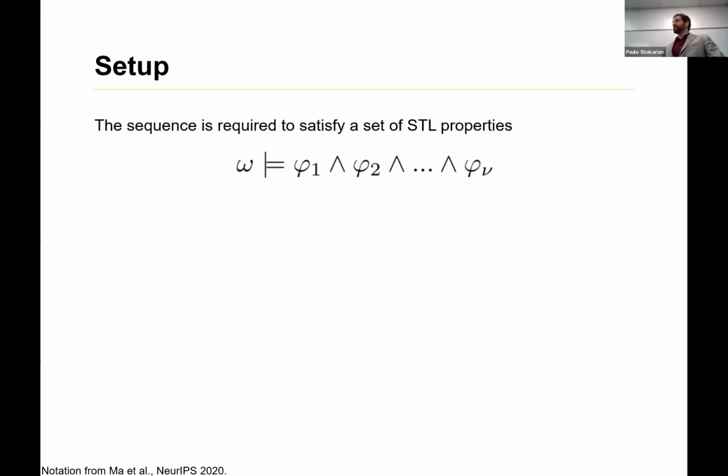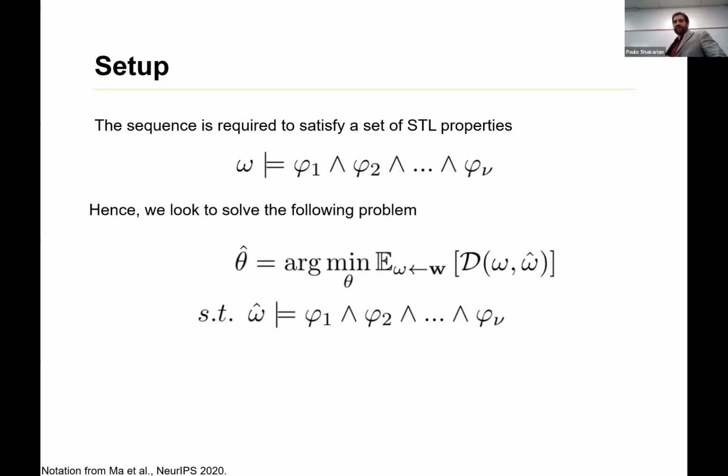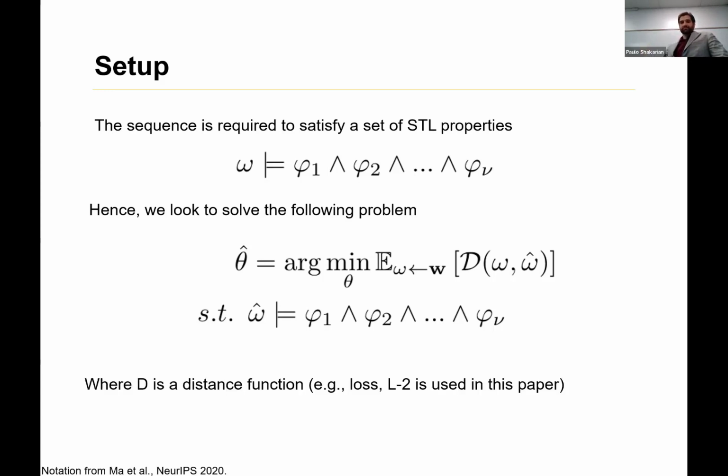All right, so we say that the entire sequence has to satisfy an STL formula. And that's what we're going to require. So what we want to find is a set of parameters theta that minimizes what they talk about as a distance to the ground truth, and also satisfies the specification, the STL specification. And they use L2 loss in the paper.